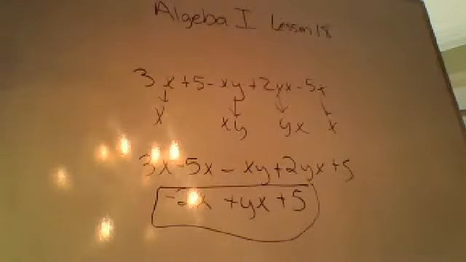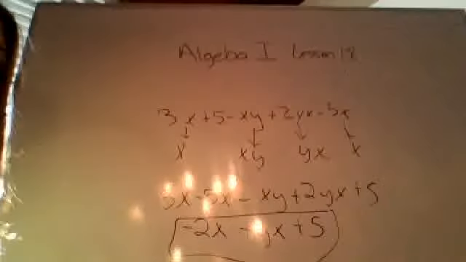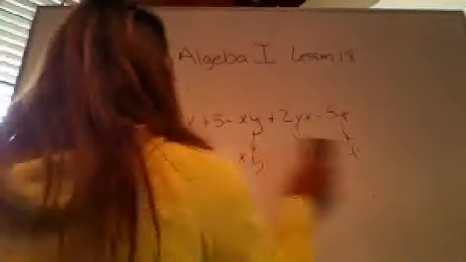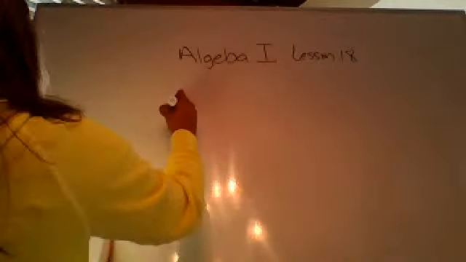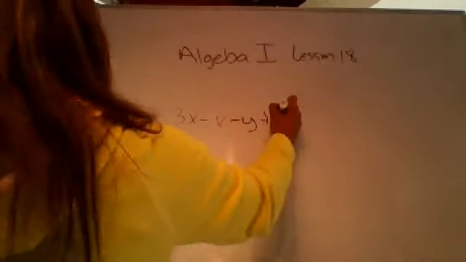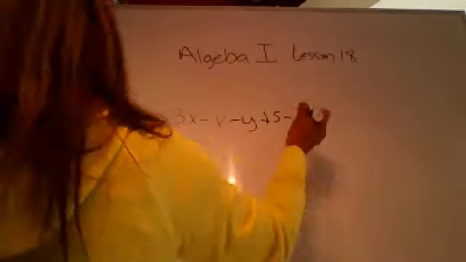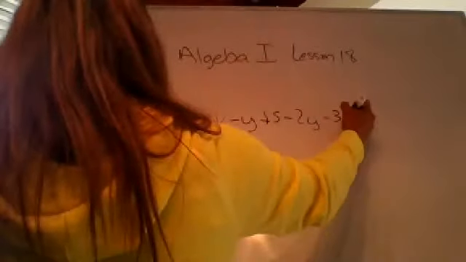So let's look at another problem. Let's try and get some of this glare out. Okay, so let's look at example 18.2 or 18.4. Simplify by adding like terms. So I've got 3x minus x minus y plus 5 minus 2y minus 3x minus 10 minus 8y. You're like, whoa, that's a lot.